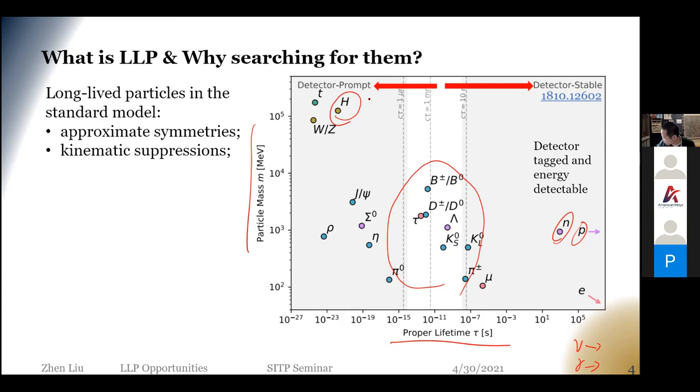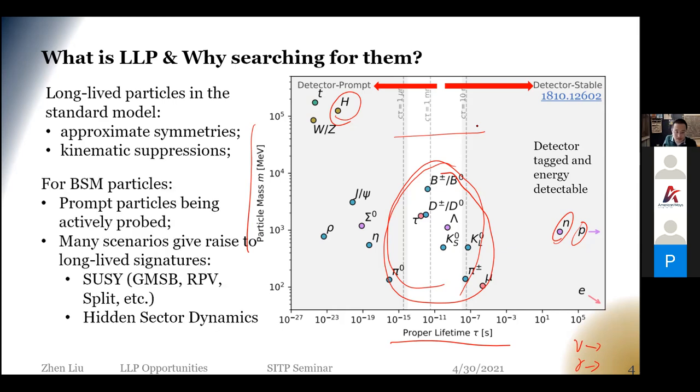But what's interesting is the standard model itself also provides us a bunch of particles that are metastable, right? Whose lifetime is only on the meter level, which means at colliders I will be able to see them having some displacement. Those are particles with a visible lifetime displacement, called long-lived particles. And we have them for various reasons: approximate symmetries, kinematic suppressions, et cetera.